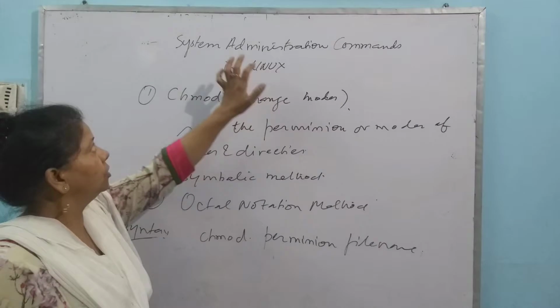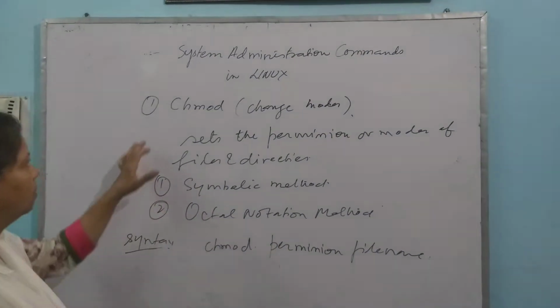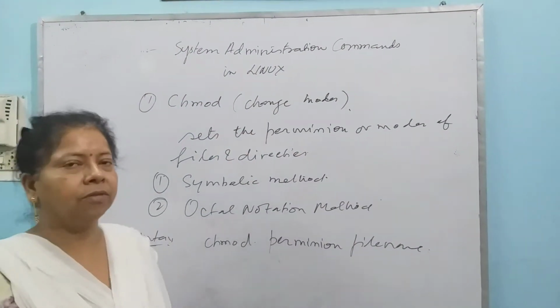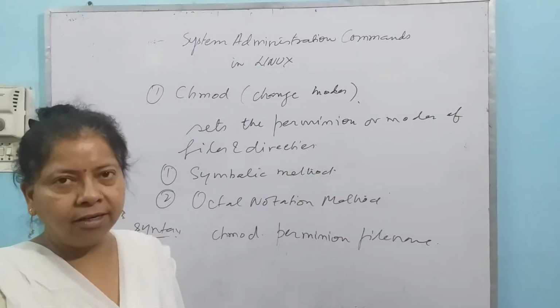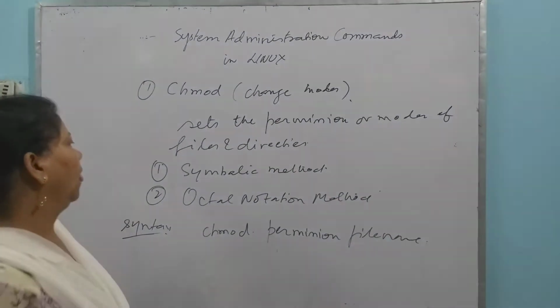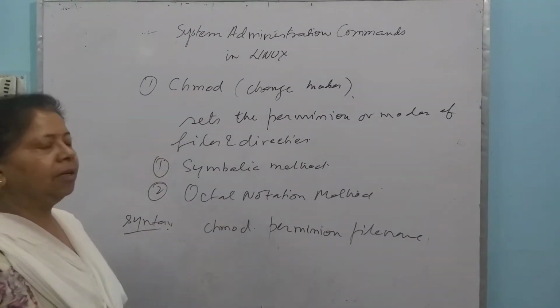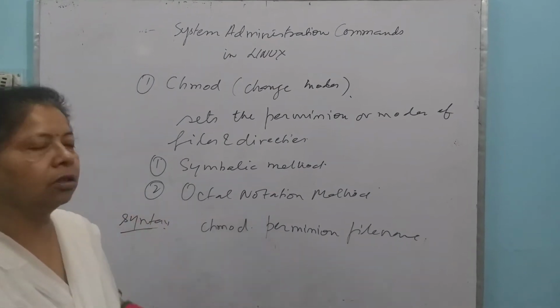I'm taking the lecture about the system administration command in Linux. The first command is the chmod command. The chmod stands for change modes, and it sets the permission or modes of files and directories in Linux. In Linux, it can be done by two methods: the symbolic method, and the second one is the octal notation method.